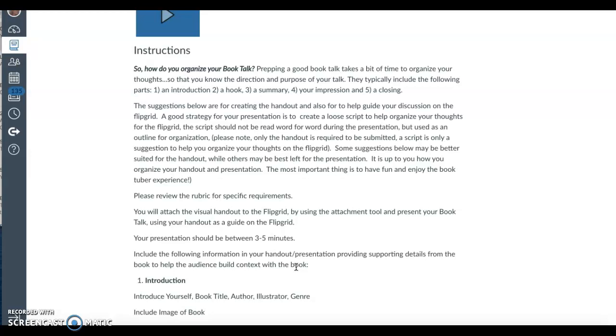You'll also give a quick summary to your audience about what happens in the book, but certainly no spoilers. So again, watch those booktuber examples as they explain the book, but they don't give the whole thing away. Then I wanted you to give your impression of the book. What is your overall take? Why do you recommend this book? And then a quick closing.